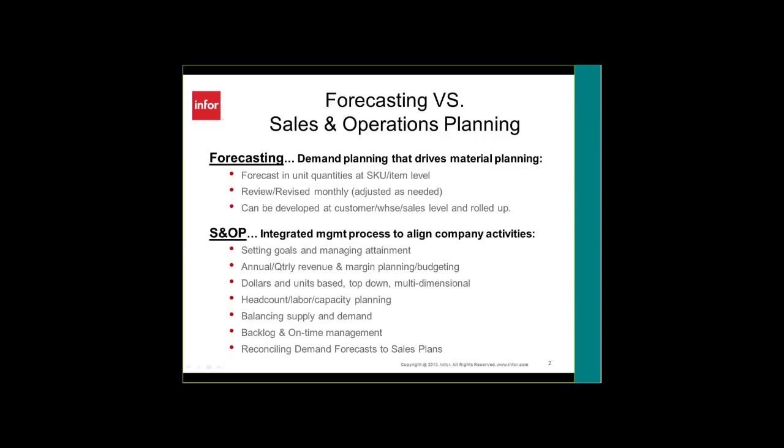It is primarily working with forecasting at the item level in unit quantities, but it also can be at the customer or warehouse level. Sales and operations planning typically includes a forecasting material planning process, but it also is much bigger. And the bigger aspect of sales and operations planning is that it's about setting goals and managing attainment towards those goals and dealing with all of the obstacles that come along to accomplishing your company-wide goals.